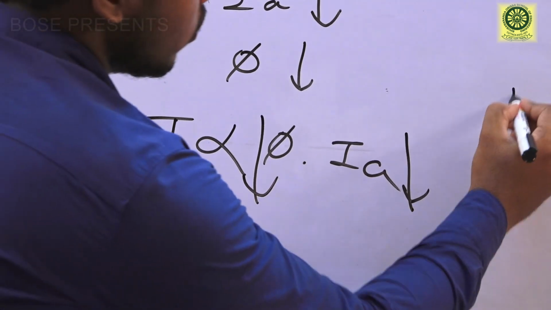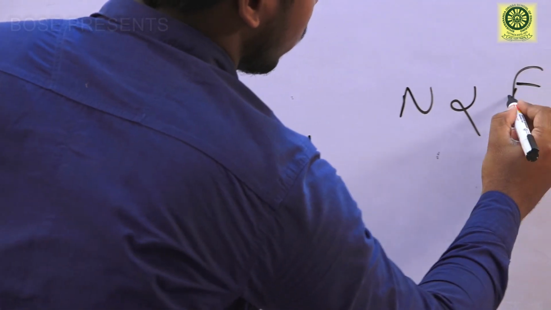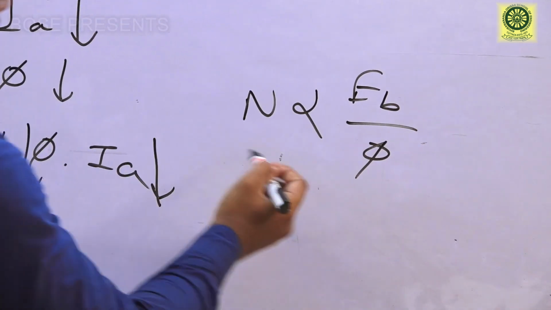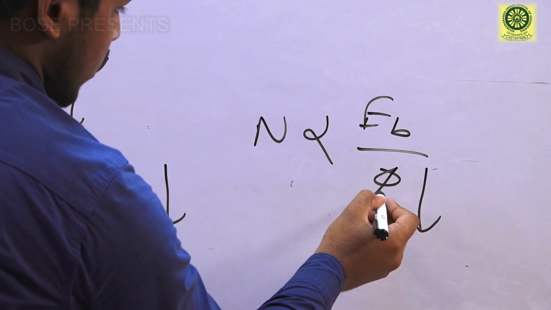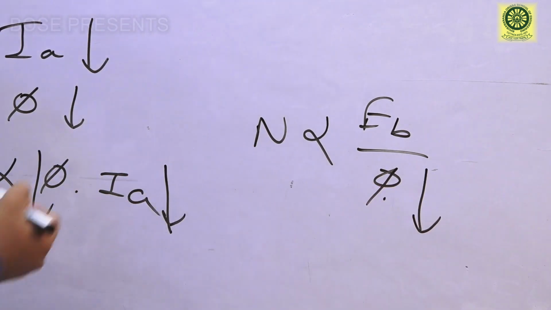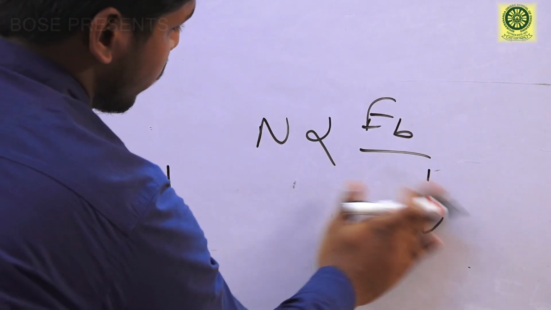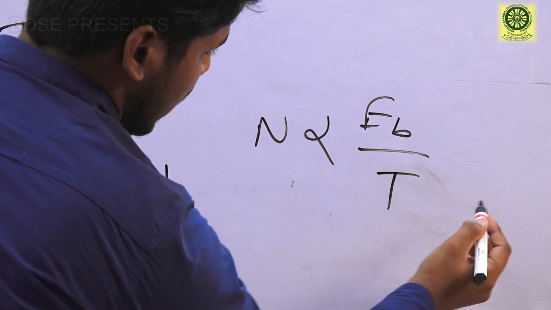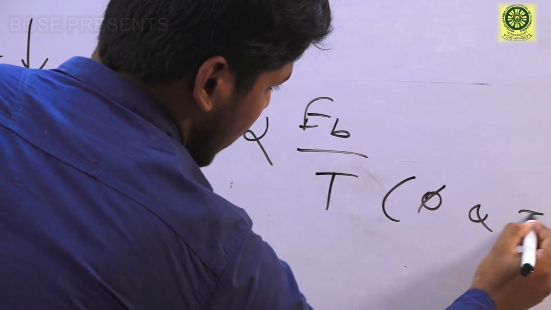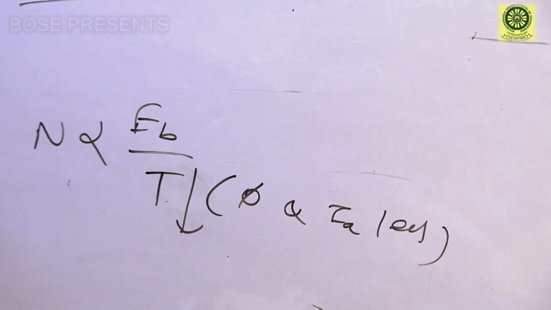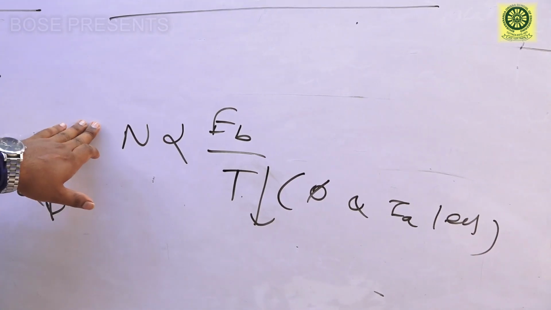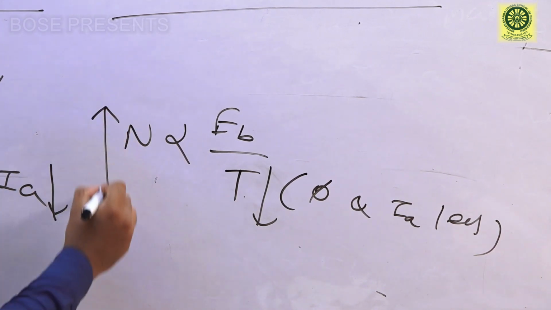According to the formula, N is proportional to Eb by phi. As the phi is less, and we can put T in place of phi, as both phi and Ia are less, T is also less. So at less torque the speed is high. As the torque is less, the speed is high.